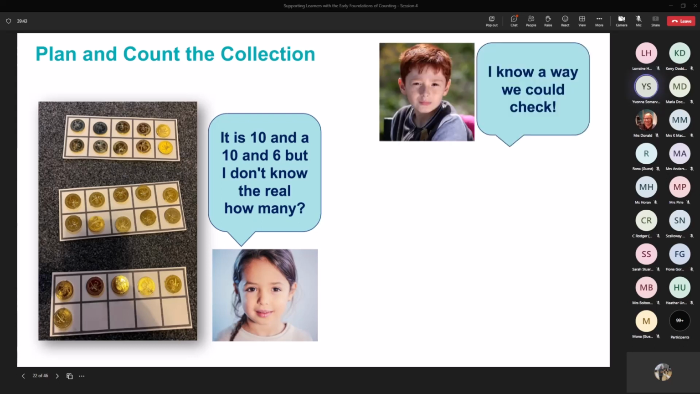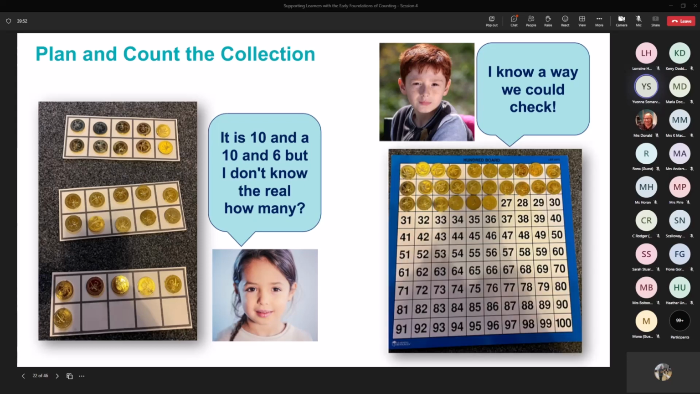And so at this point, Ben knew another way that we could check, and he went over into the numeracy area and picked up a 100 square, sorry, and he laid out the coins on the 100 square. And then, with some help, and again, this is where you're scaffolding your interactions in a sensitive way, the children were able to see that actually the 10, 10 and the 6 made 26 coins altogether.